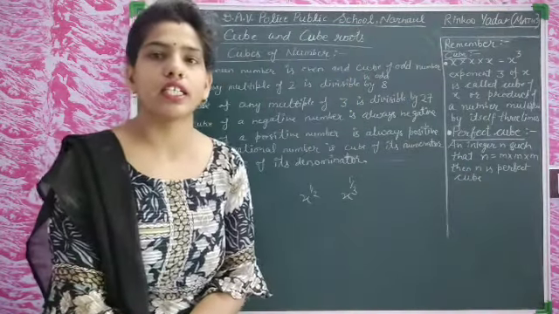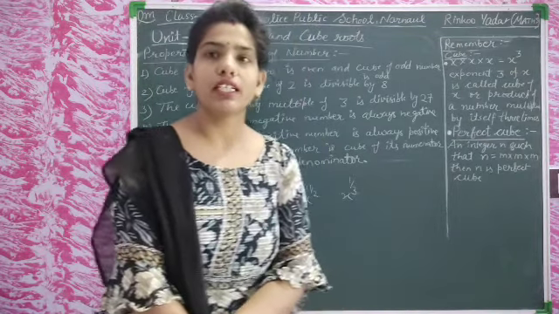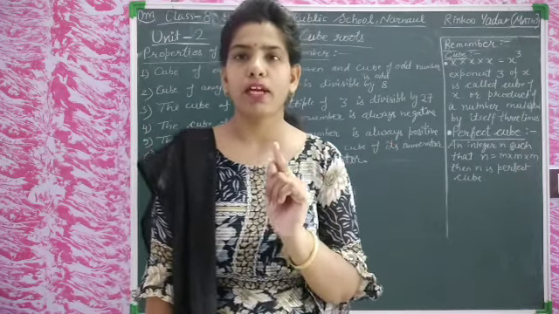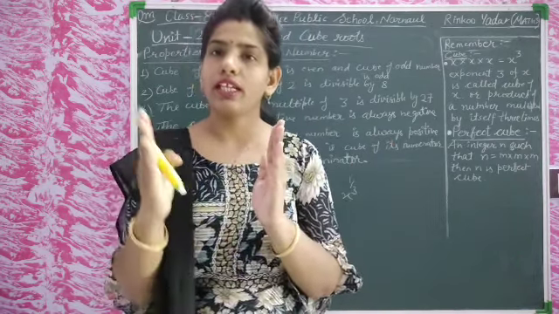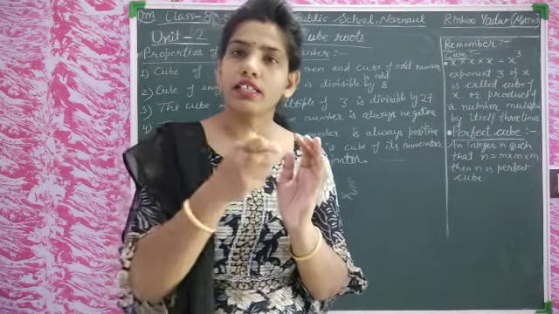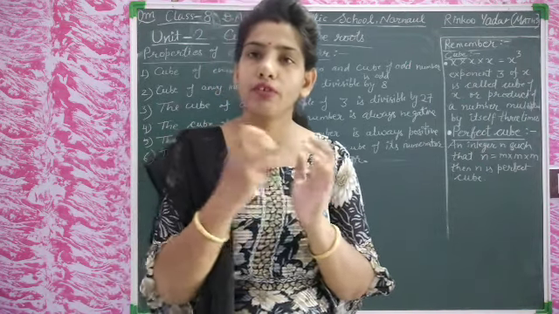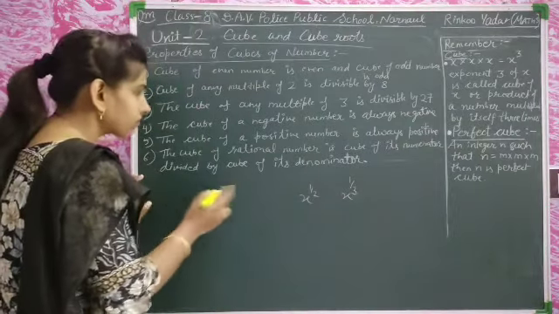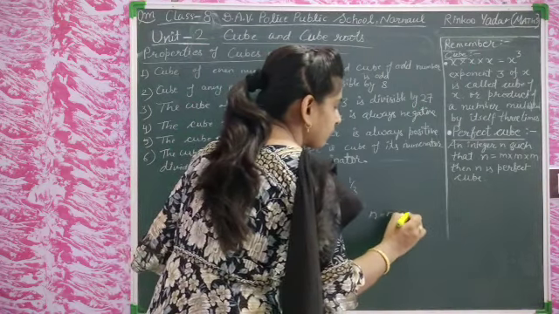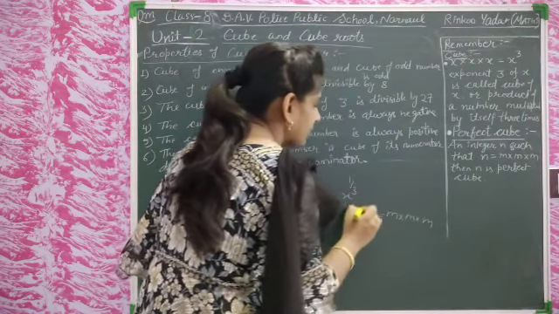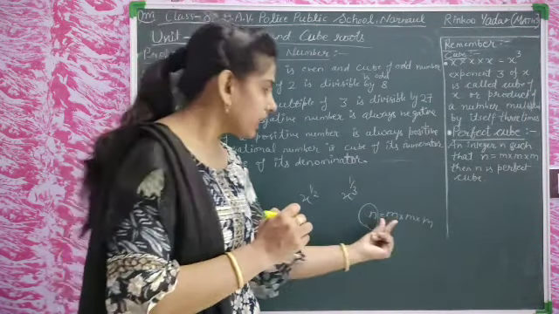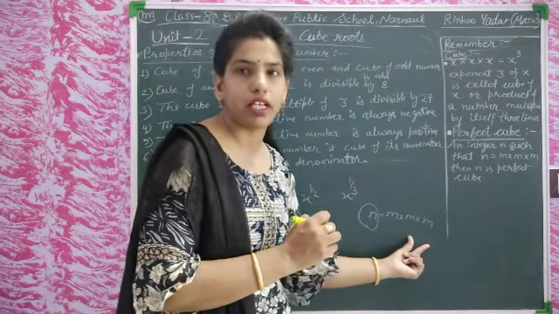Which number will we see as a perfect cube? If there is a number x, and multiplying some number by itself 3 times equals x, that is, if we can find an integer m such that n is equal to m into m into m, then n is a perfect cube. This integer is called a perfect cube if we can find such an m.